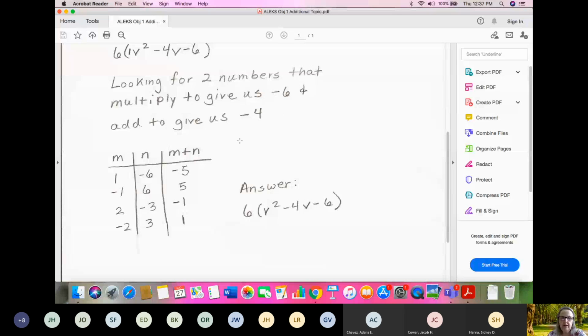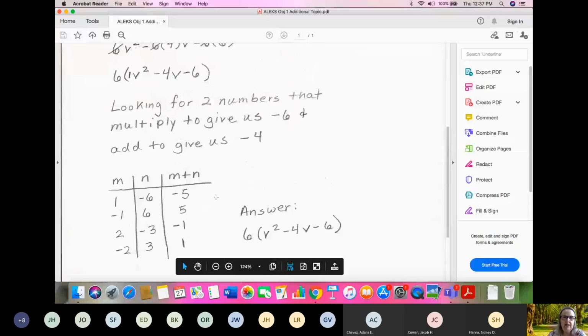Now, what do we want in this column? We want to have a negative 4. Do we have a negative 4? The answer is no. So we cannot factor this piece right here.